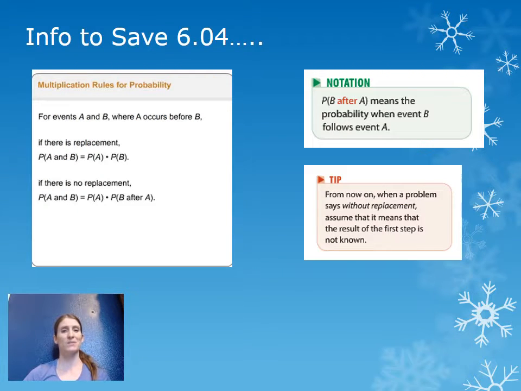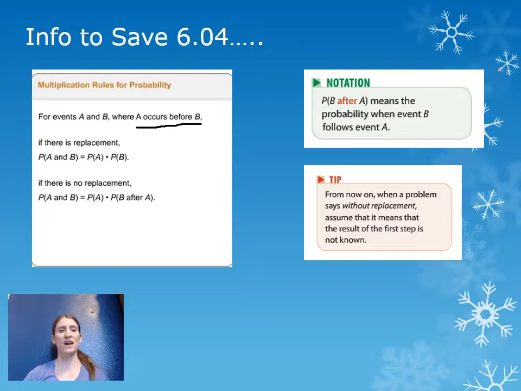All right, 6.04. So this was the multiplication rules for probability. So now we have compound events. We're taking more than one event. So now we're flipping a coin and rolling dice, or we're picking a shirt out of a bag and a pair of pants, okay? And so we're doing more than one. We're doing 2 events. So for events A and B, where A occurs before B, okay?